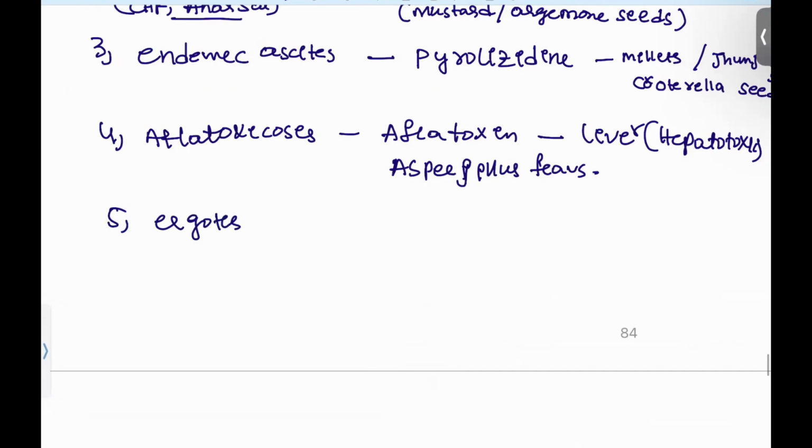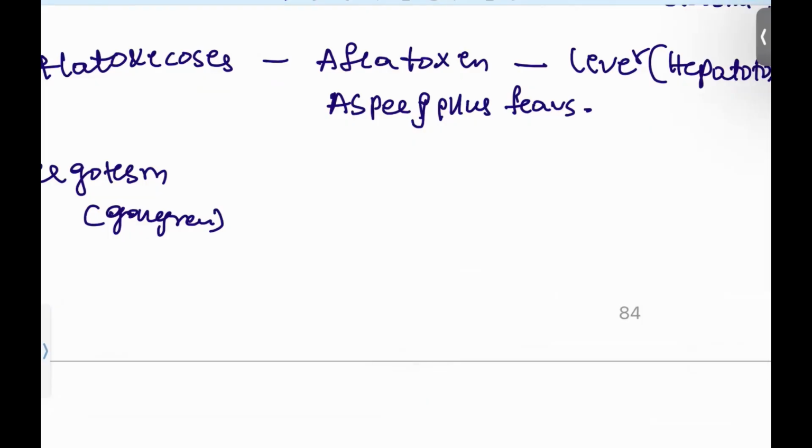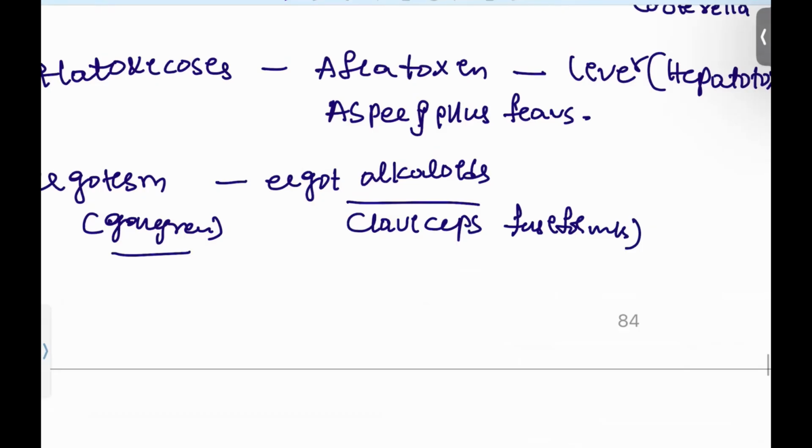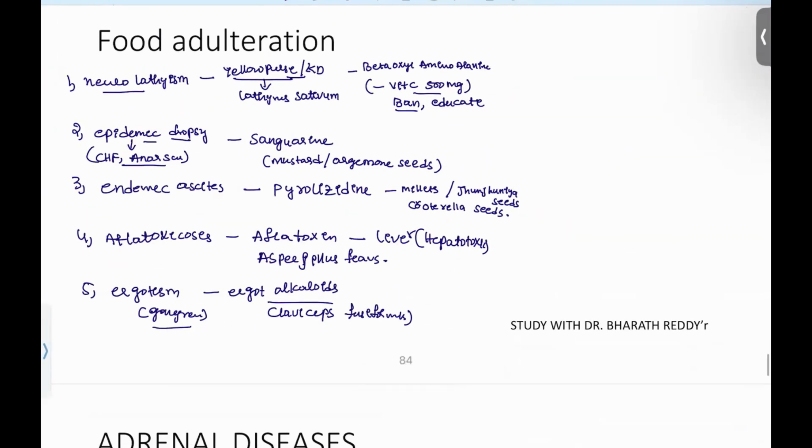Ergotism is basically where the patient has gangrene developing. So there is ischemia in the vascular digits, and the patient is at risk of ergotism. It is seen with ergot alkaloids, or in patients with exposure to Claviceps fusiformis. Okay, Claviceps fusiformis. This is going to cause the gangrene. So this is the food adulteration of the patients.